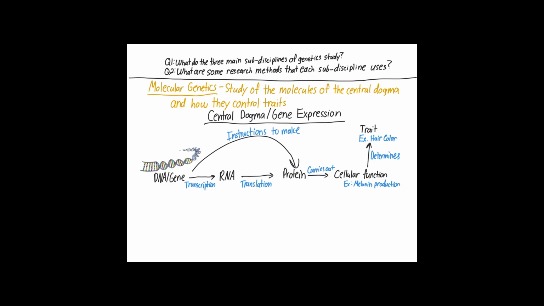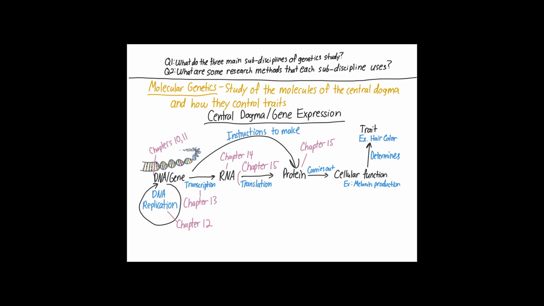So molecular genetics is the study of DNA, which we'll study in chapters 10 and 11, RNA, which is chapter 14, and protein, chapter 15. And it's the study of the processes that make these molecules, namely DNA replication, which we'll cover in chapter 12, transcription, which is chapter 13, and translation, which is chapter 15.